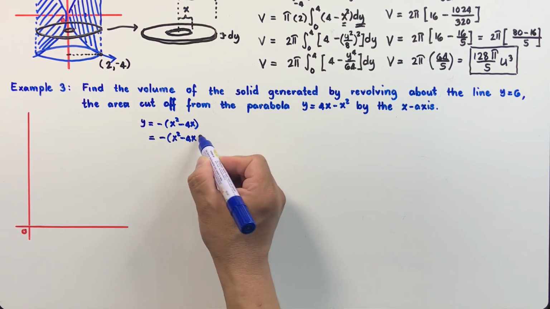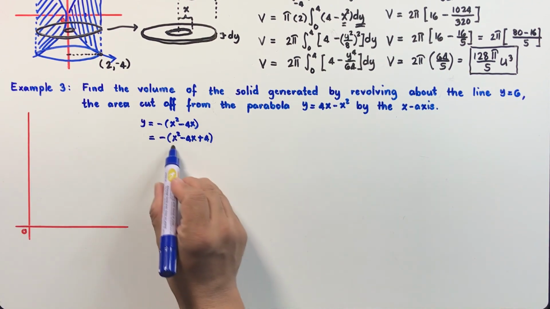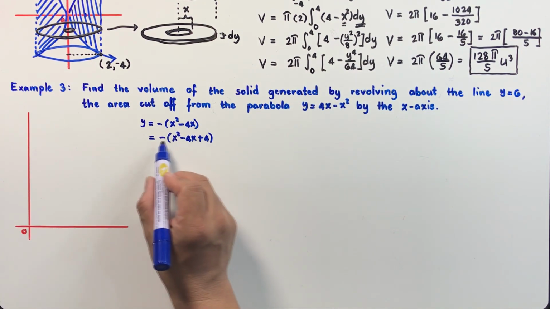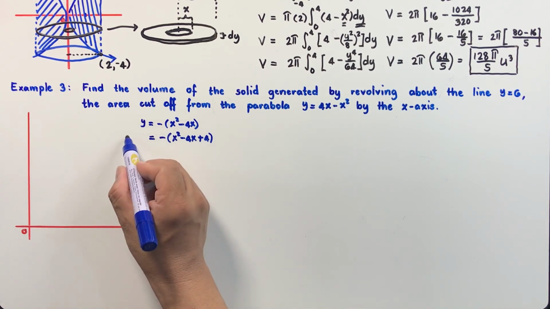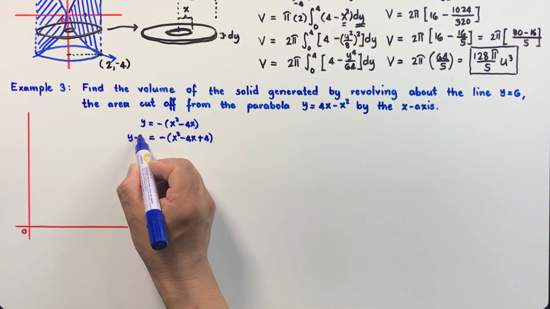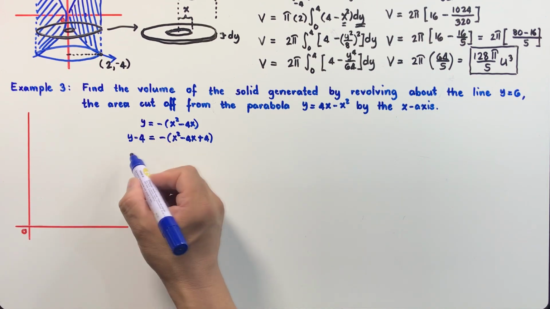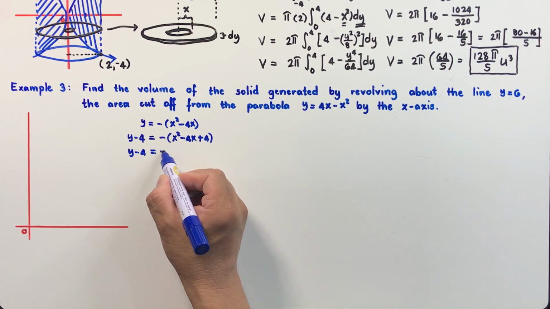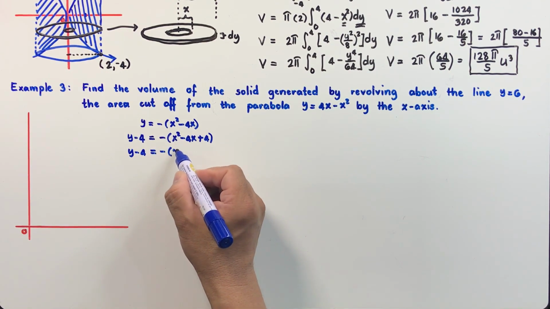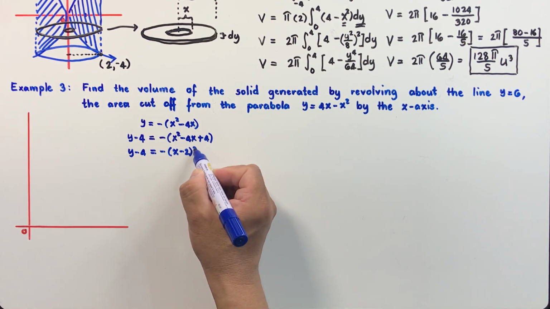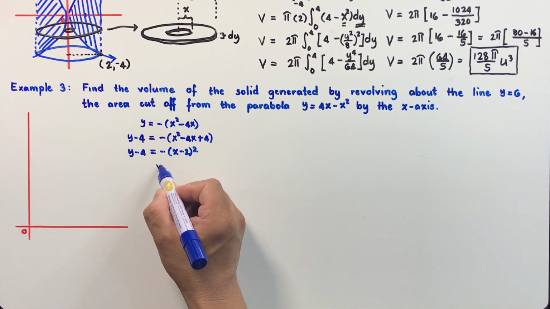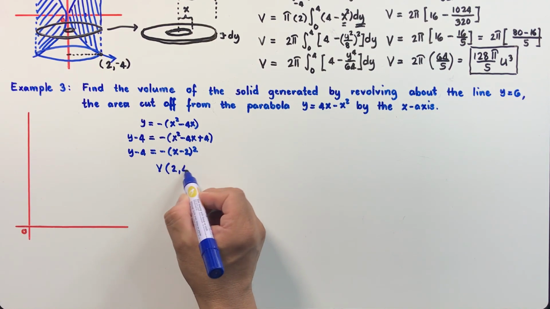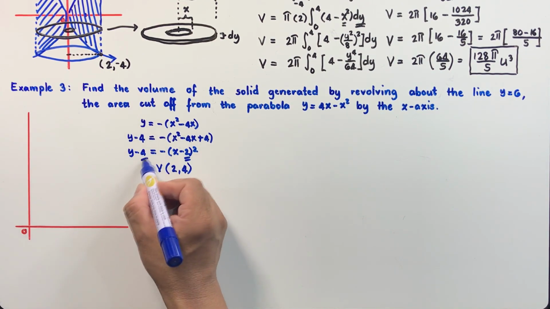4x plus 4 to make a perfect square trinomial. We are subtracting 4 here because of the negative outside. So to make a balance, we also need to subtract 4 at the left. So our y minus 4 is equal to the negative of the quantity x minus 2 squared. Hence, the vertex of this parabola has coordinates of 2, 4.